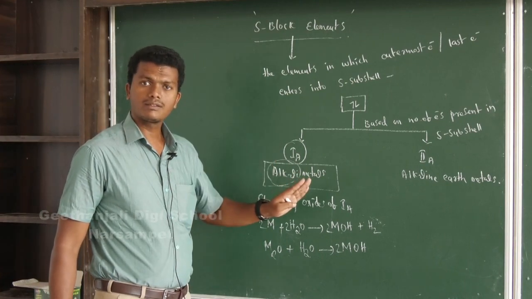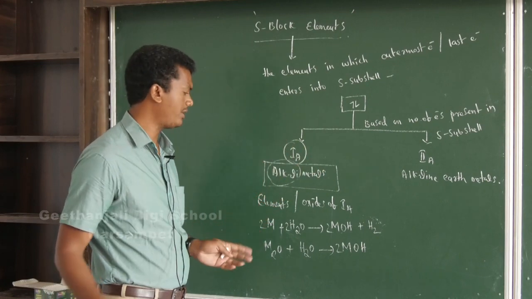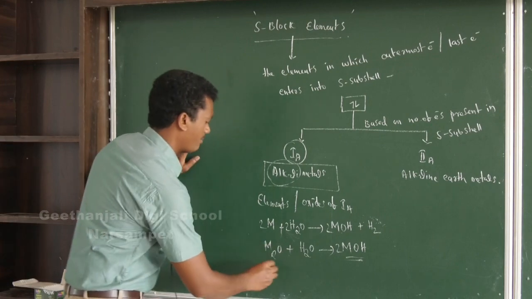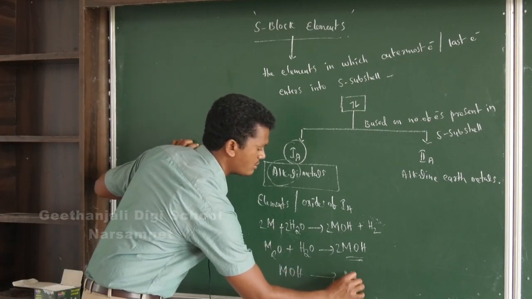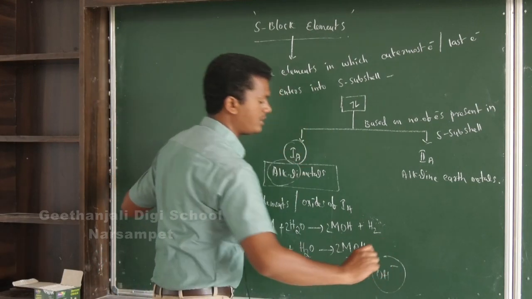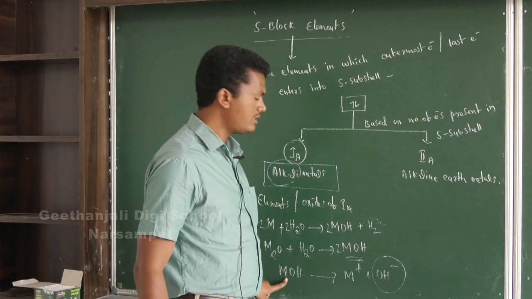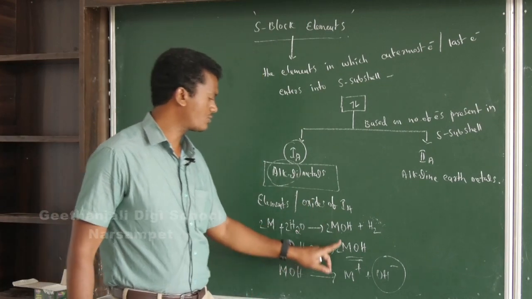Alkalis are bases, but all bases are not alkalis. Here this is the very important statement. When these MOH type of hydroxides dissociate into M+ and OH- ions, as they are producing OH- ions, these MOH type of hydroxides are called alkalis, and these are strong bases.